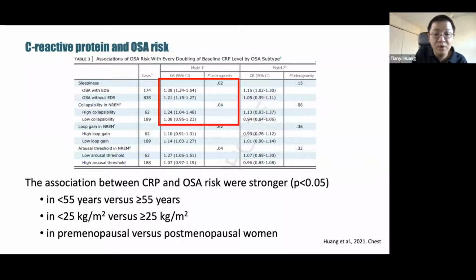We also did some subgroup analysis for the association between CRP and sleep apnea. We found that the association was stronger in younger participants versus older participants, stronger in people with normal BMI versus people with overweight or obesity, and stronger in premenopausal women versus postmenopausal women. Interestingly, we know that older age, overweight, obesity, and postmenopausal status are strong risk factors for sleep apnea, but we observe that the association with inflammation is actually stronger in their counterparts. This suggests that maybe inflammation is a more important risk factor among people without those established risk factors. Or it's also possible that the association is just easier to observe among people without those established risk factors.